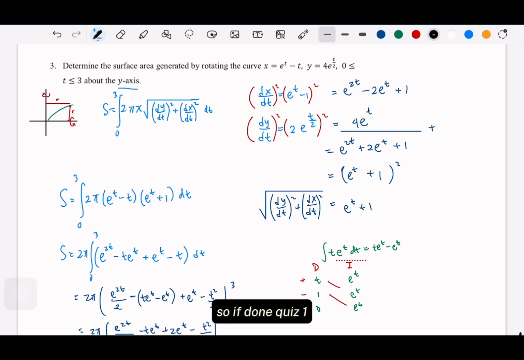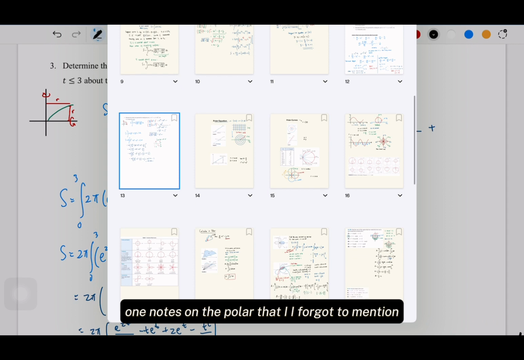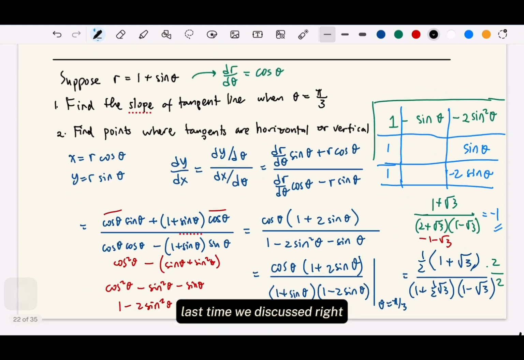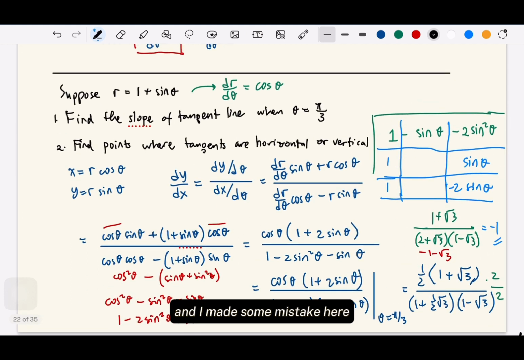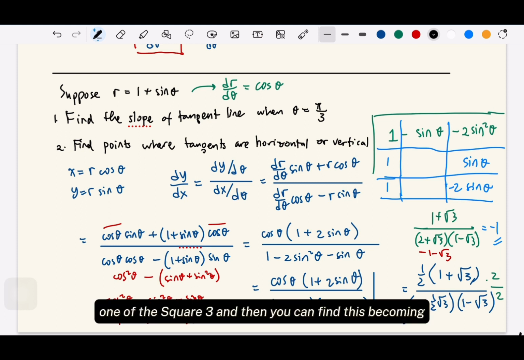So we've done quiz 1, and I think we can continue with one note on the polar that I forgot to mention. So this is what we discussed last time, right? And I made some mistake here. It's supposed to be -1, square root of 3, and then we define this to become -1. Some mistake in the calculations in the last discussion.